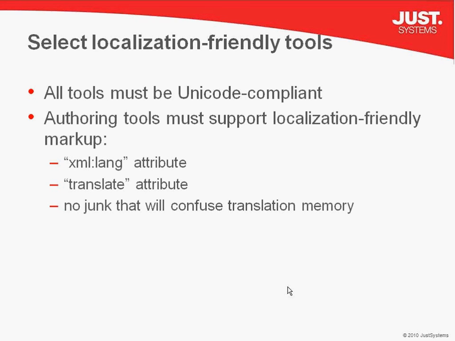So you need to be able to set that xml:lang attribute on every file. You need to set the translate attribute on every file, or on every element that needs it. And you also want to make sure that your authoring tool doesn't mess up your file in a way that confuses translation memory systems.